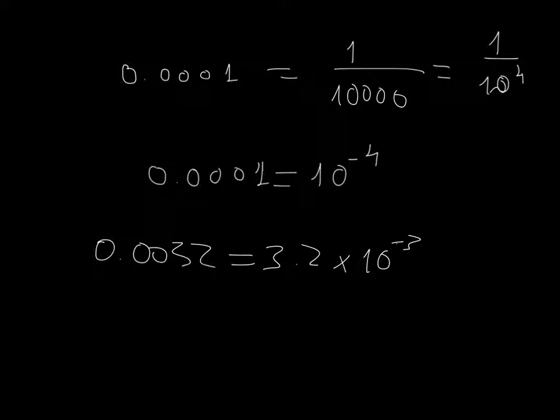And that's pretty much it. All we need to remember is that this thing does not mean negative. It just means that it's very small. It's divided by 10 to the 3, which is the same as dividing by 1,000. This is divided by 10 to the 4, and so on.